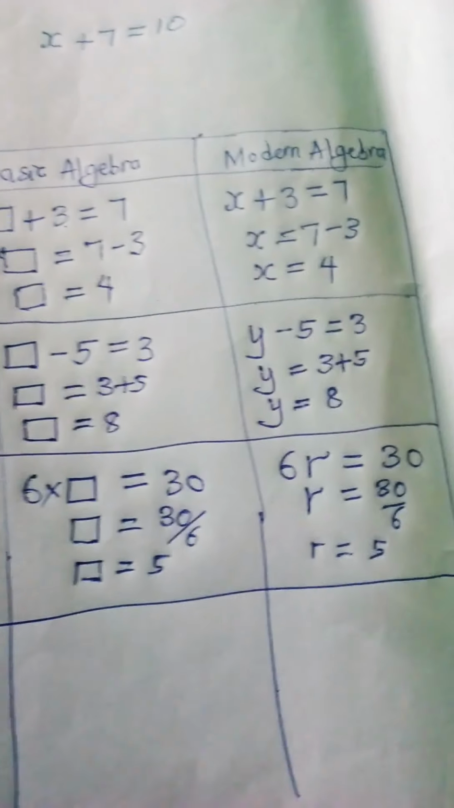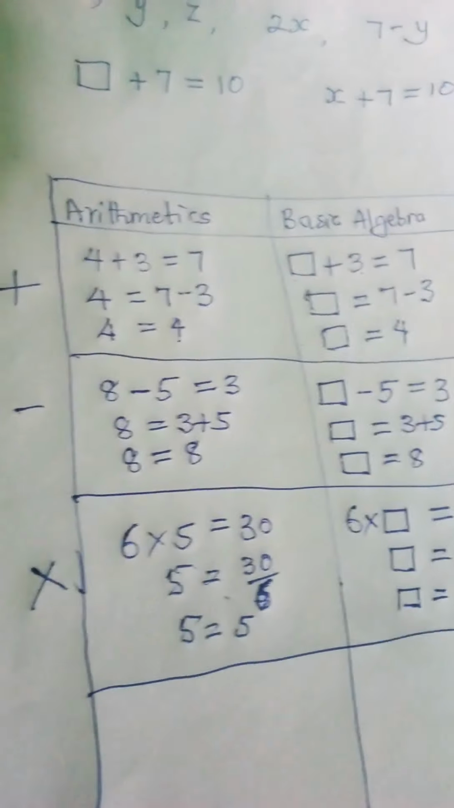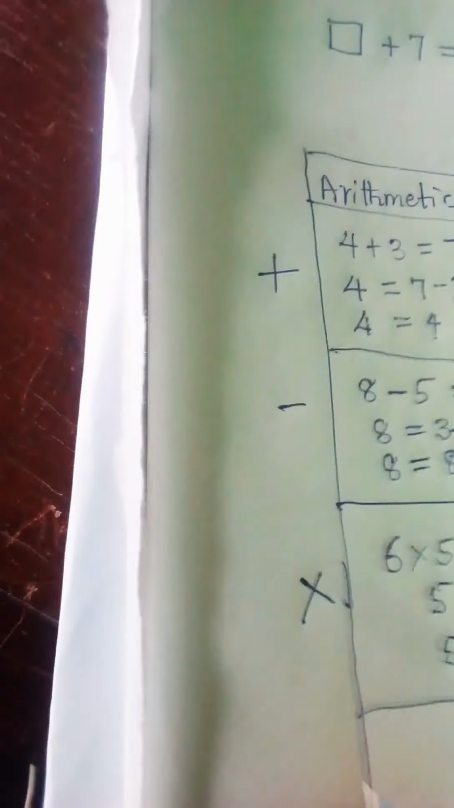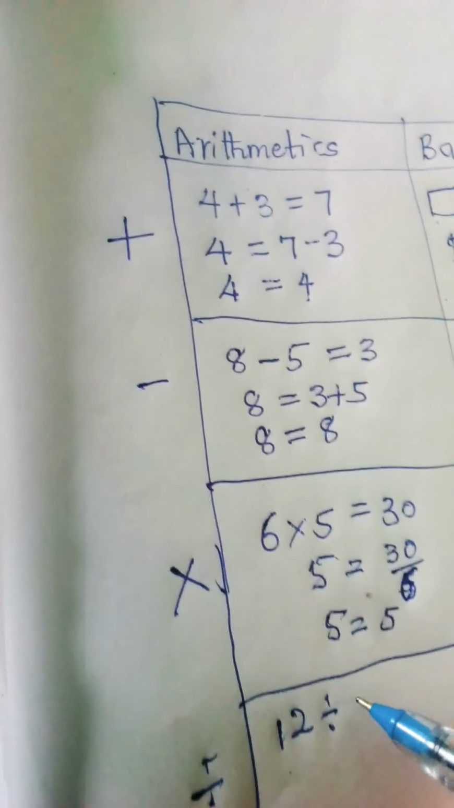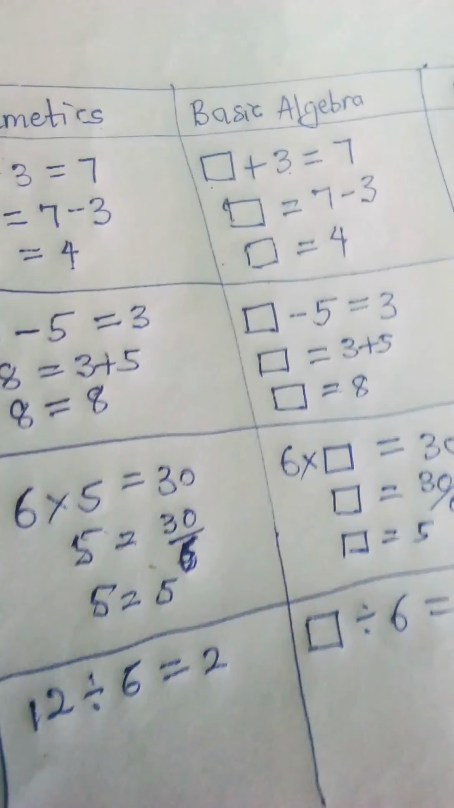Finally, we work on the operation division. And let's say we are doing 12 divided by 6 equals 2. And let's say they want us to find the box, so that when you divide by 6, you will get a 2. Or w divided by 6 equals a 2. So how do you make the difference here?